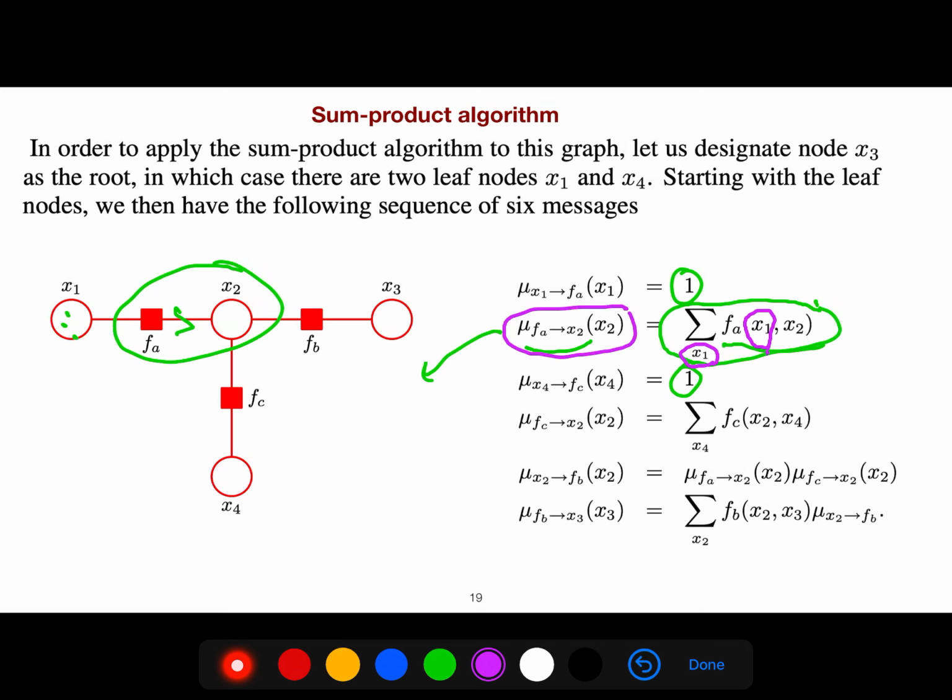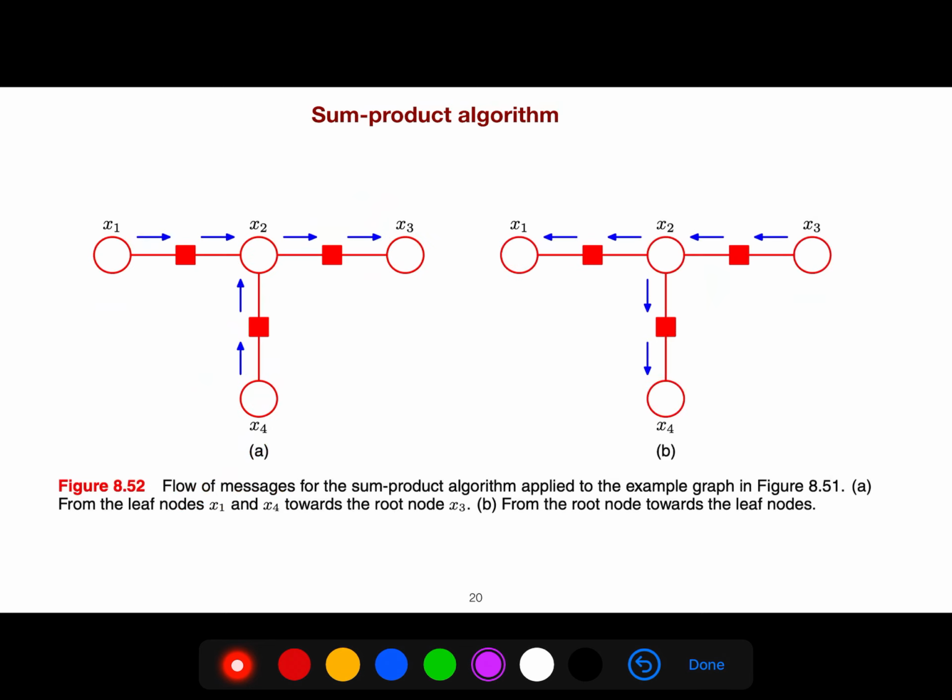And the next thing that we should think about is mu of x2 to FB. So this one is just mu of FA going from FA to x2, times mu of FC going to x2. And so this is, you see, everything is very intuitive.